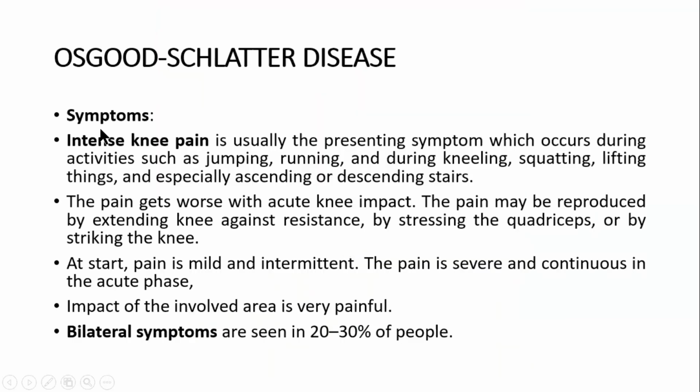What are the symptoms of Osgood-Schlatter disease? Intense knee pain is usually the presenting symptom, which occurs during activities such as jumping, running, kneeling, squatting, lifting things, and especially ascending or descending stairs. The pain gets worse with acute knee impact. The pain may be reproduced by extending the knee against resistance, by stressing the quadriceps, or by striking the knee.